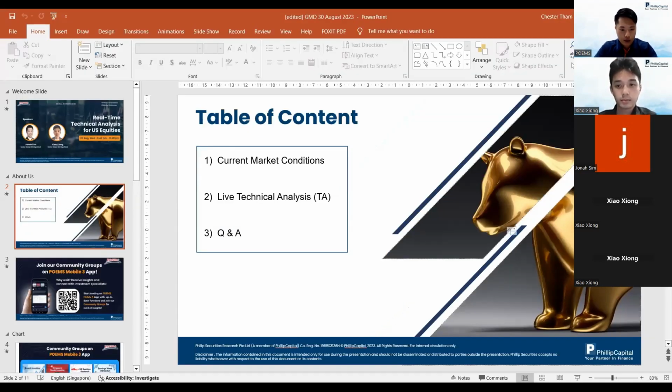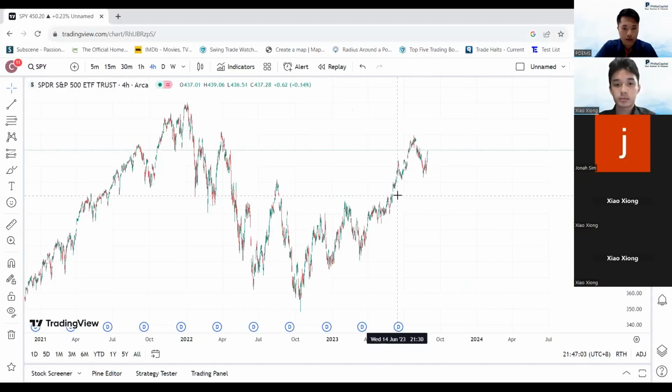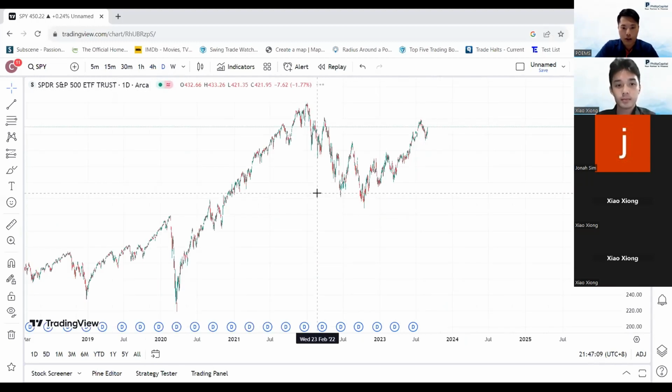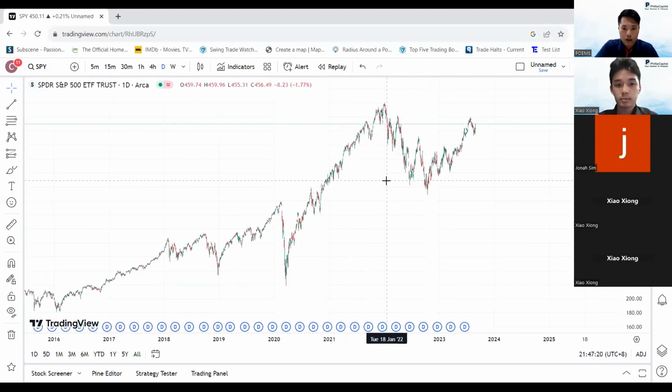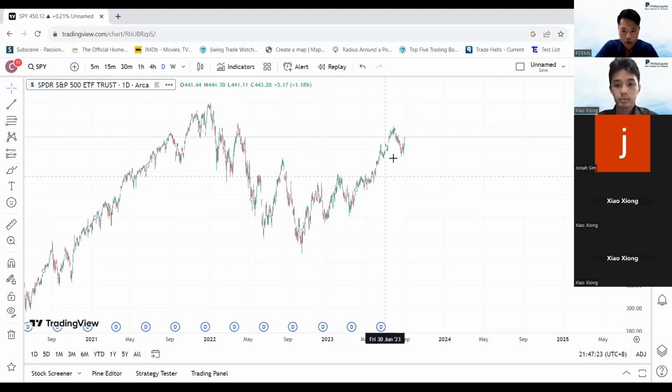So let's take a look at SPY. Okay, so now this is the SPDR S&P. All right. So now I will start with the daily chart first, and then I will slowly zoom down to 30 minutes for intraday. We will see what the market is currently doing. So you can see that generally, if we zoom into this year, from the start of this year, right?